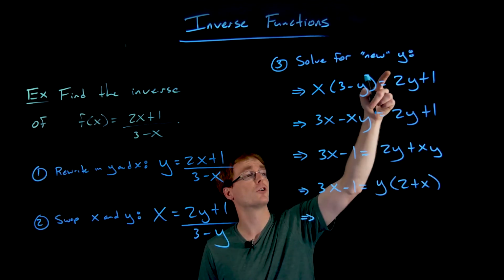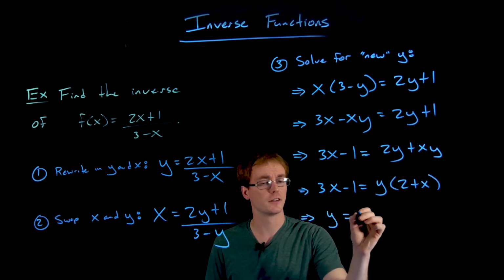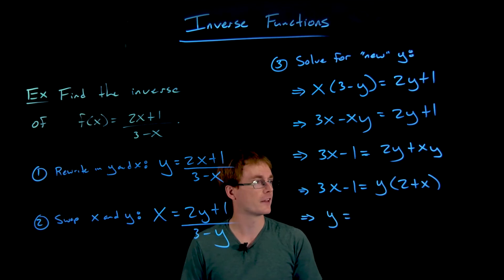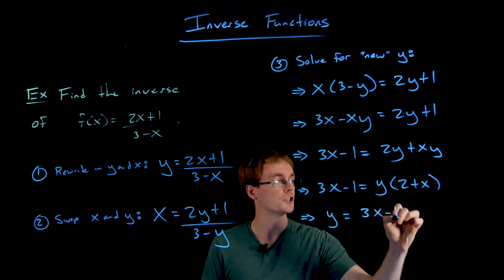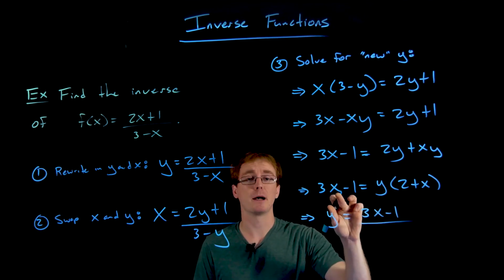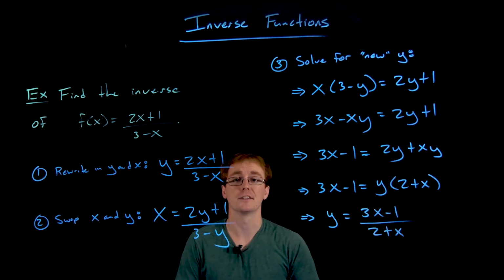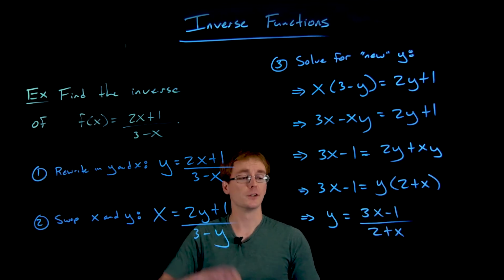To finish solving for our new y, we just have to divide away by 2 plus x. So I'm going to flip both sides of our equation here just because we always like to have y on the left-hand side for some reason. But when we solve for y, we should end up with 3x minus 1 in the numerator divided by 2 plus x. So this equation really is the inverse of our original function.